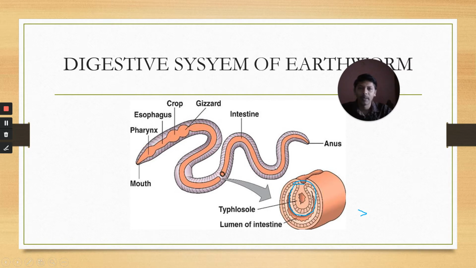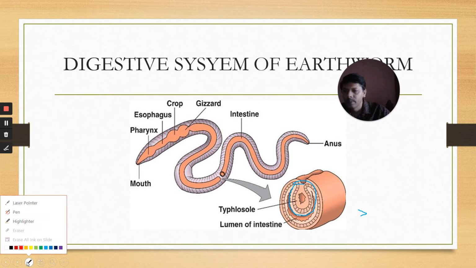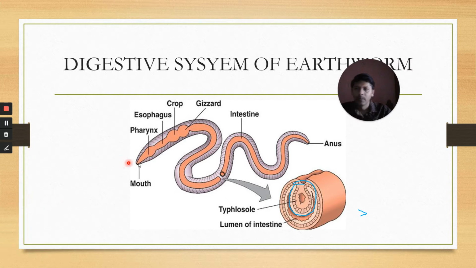Okay, this is the alimentary canal of earthworm. We can observe here, this is the mouth. The mouth leads into the buccal cavity. Buccal cavity opens into pharynx. Pharynx opens into esophagus. Esophagus opens into crop. Crop opens into gizzard. Gizzard opens into stomach, and stomach opens into intestine.